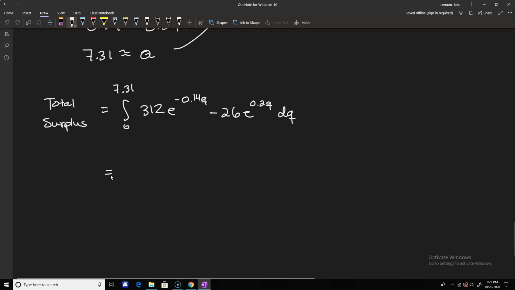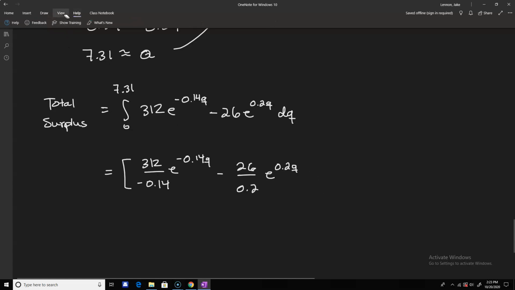And then we integrate here. So again, the integration rule with the exponentials is just divide by that exponent. So 312 divided by negative 0.14 times e to the negative 0.14 q, and then we have minus 26 over 0.2 times e to the 0.2 q. We integrated, so there's no more dq. We just need to plug in our limits, so this is going to be from 0 to 7.31.